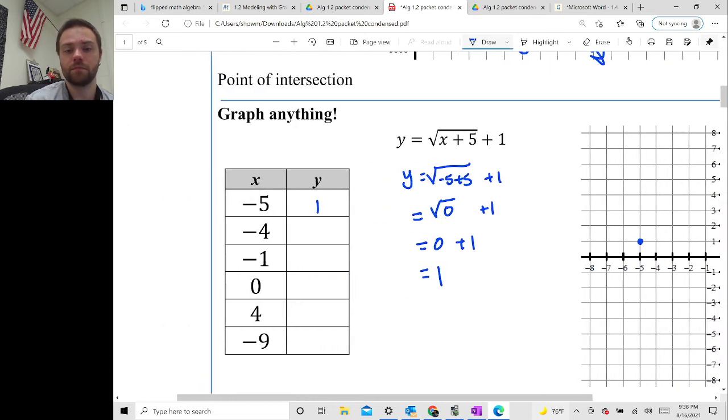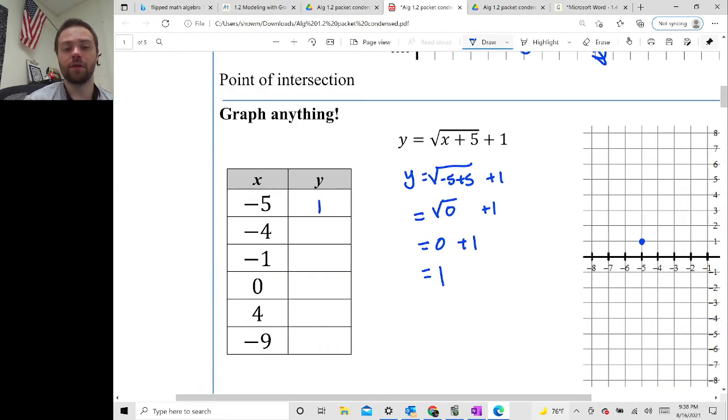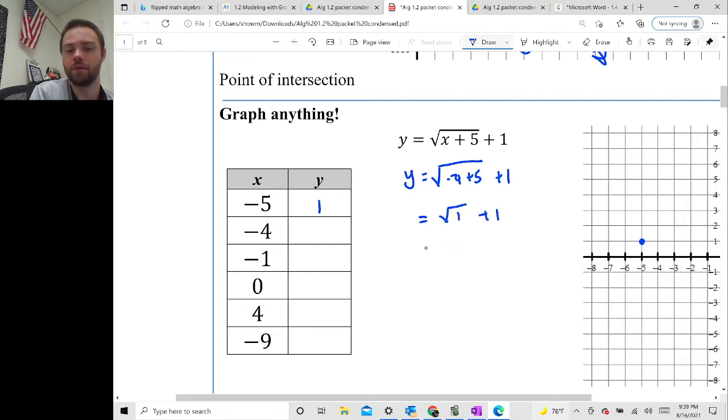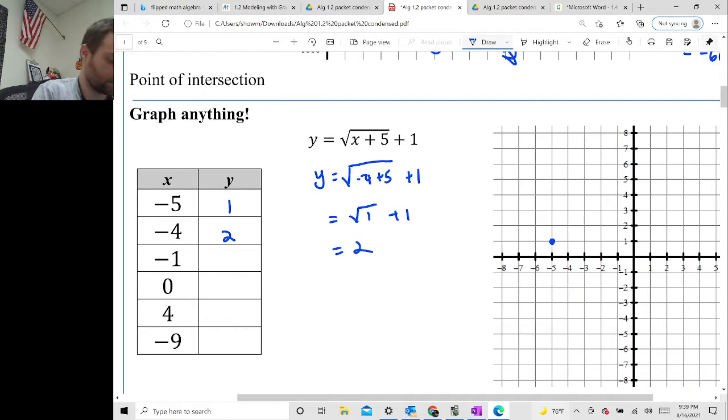Okay? My second coordinate comes from plugging -4 in. So I'm going to get rid of all that, and I'm going to rinse and repeat. Everywhere that I see an x in that equation, I'm going to plug in -4. I'm going to graph it, and what this is going to do is give me the shape of the graph from the points. So I've got the square root of -4 plus 5, plus 1. So -4 plus 5 is 1. So I've got the square root of 1 plus 1, which is 2. Right? Square root of 1 is 1. 1 plus 1 is 2. I hope it's still 2.